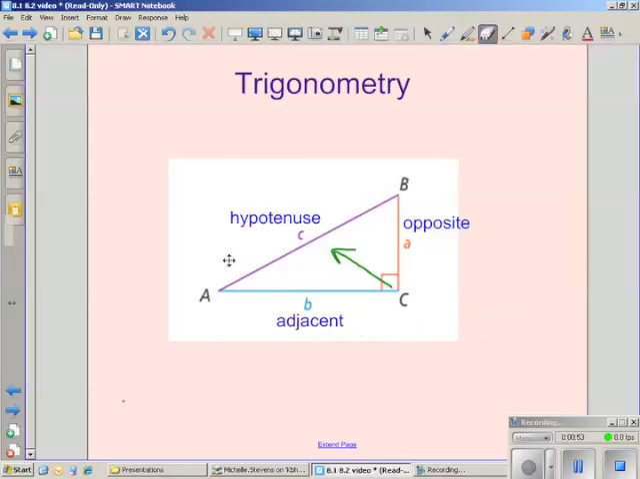If we were looking for the sine, cosine, or tangent of angle B, then these would change. The opposite side would now be side B, and the adjacent side next to angle B would be side A. And this is important to use in trigonometry, and we'll see this in the next slide.